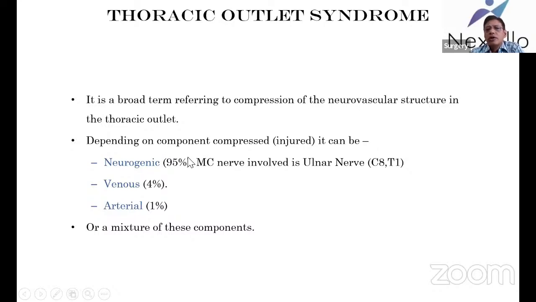The most common nerve that is involved in the neurogenic variant of the thoracic outlet syndrome is the ulnar nerve with a root value of C8, T1.